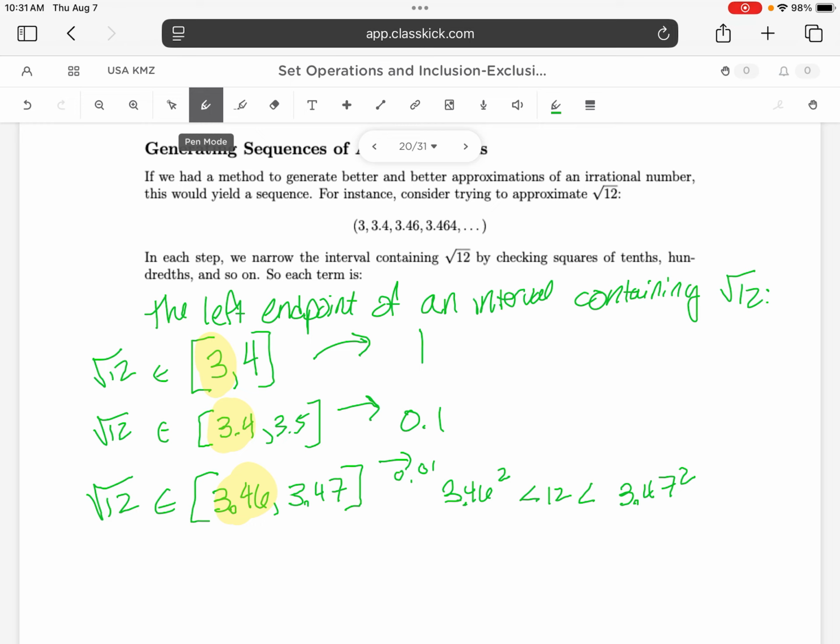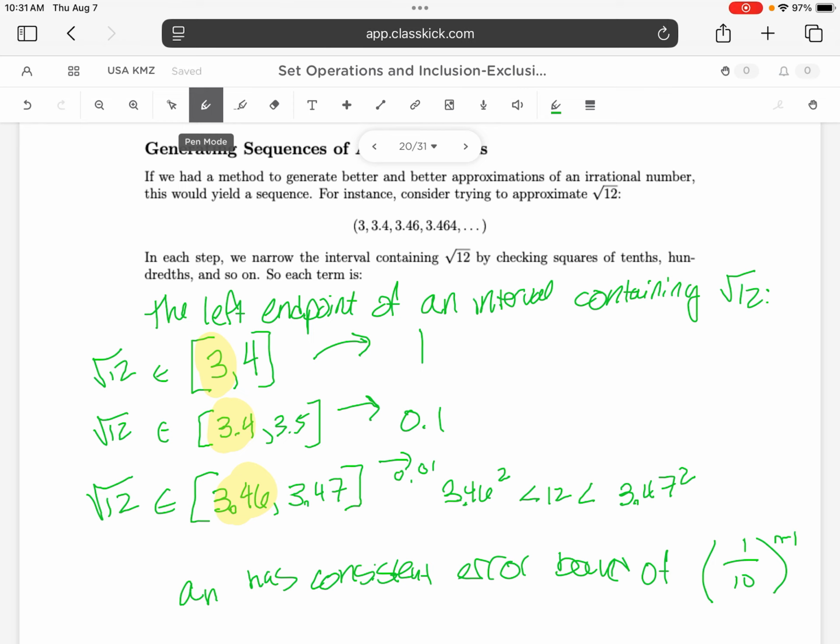And so the approximation a sub n has a consistent error bound of the form 1 over 10 to the n. Or I guess maybe it's 1 over 10 to the n minus 1, right? Since our first term, our a sub 1 term, really has an error bound of 1. But after that, it should work. Yeah. Okay.